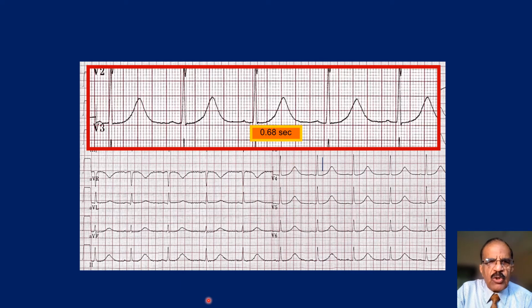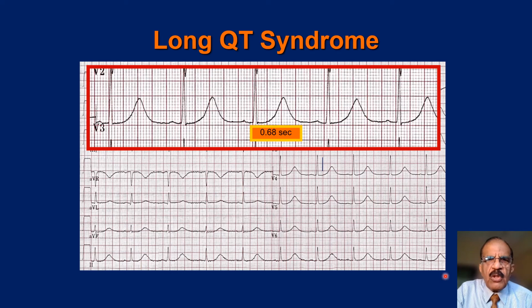If the rate is normal, like in this patient, what is the rate? I think 5, 10, 15, 20, 25. It's like some 75 something. So if the rate is normal, then the observed QT will be the QTc also. But if the rate is high or if the rate is low, then you would need to correct the QT interval. So this is long QT syndrome.